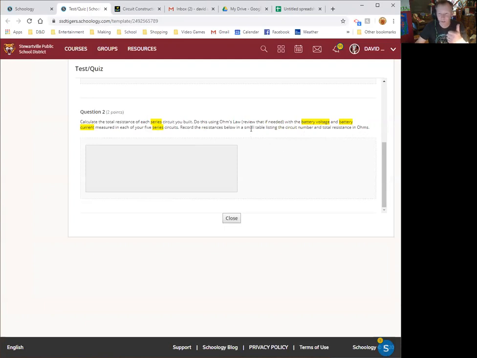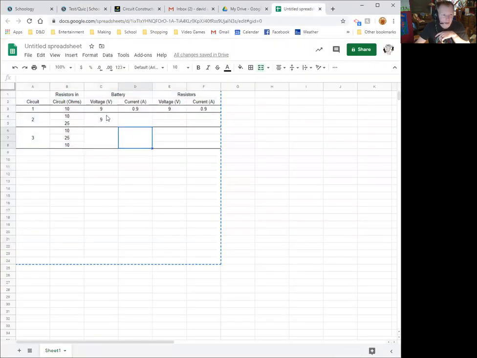So you're going to say circuit 1, use Ohm's law to actually calculate how much resistance there was. Circuit 2, use Ohm's law to figure out how much resistance there was there. And just to pop over with the data that we were working on in the last video, what I mean is use Ohm's law with the battery voltage and the battery current. For circuit 2, you're going to use the battery voltage and the battery current to find the total resistance. Circuit 3, the battery voltage and the battery current to find the total.